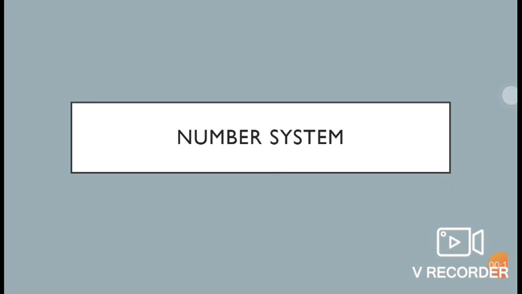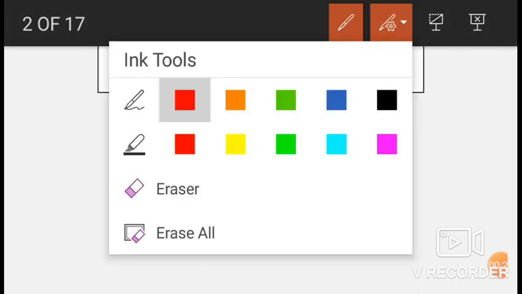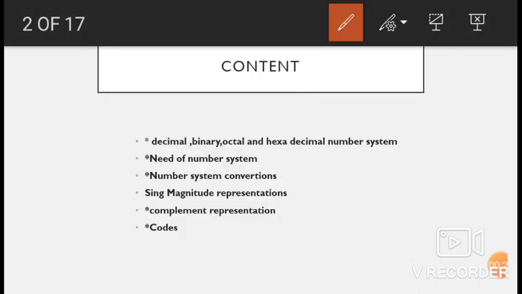And these are the contents that I'm going to explain to you. First I would like to explain different types of number systems: decimal, octal, hexadecimal number systems. I'm going to explain those first, and then I will explain what is the need for the number system. Then I'm going to explain number system conversions, and then sign magnitude representation, complement representation, and what are the different types of codes.